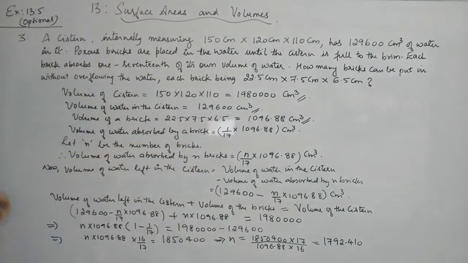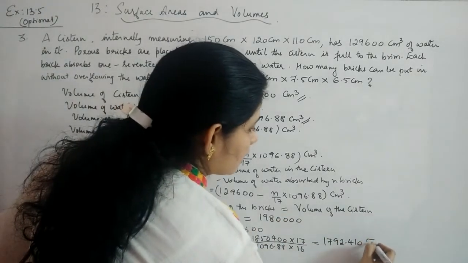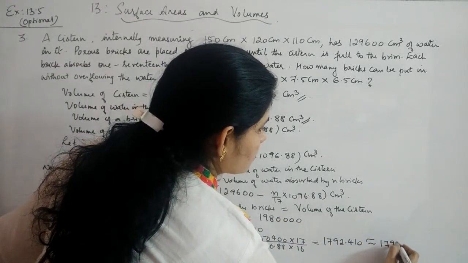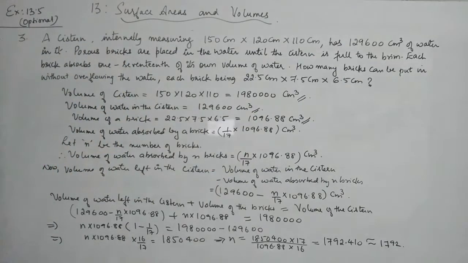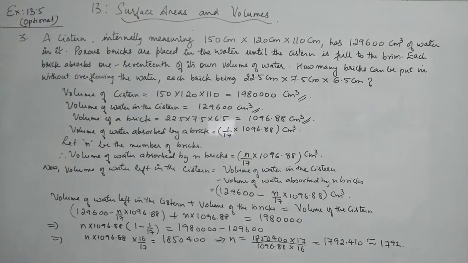But actually N is what? N is the number of bricks, so you can just approximately take it as 1792. Therefore, the number of bricks is 1792.